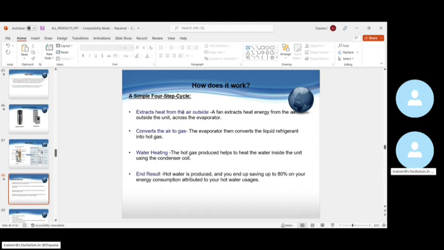Does everyone understand how the heat pump works? Yes, ma'am. Whether it is an integrated or a split system, it will work in this way only. The only difference is that in the integrated system, the compressor is together with the tank. In the split system, it is split out. Anyway, both will work in this way only. Manoj, are you clear? Yes, ma'am.